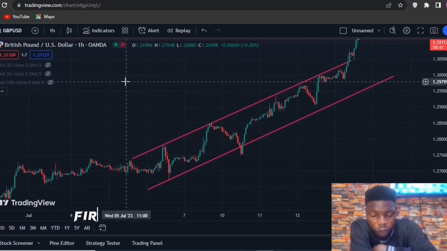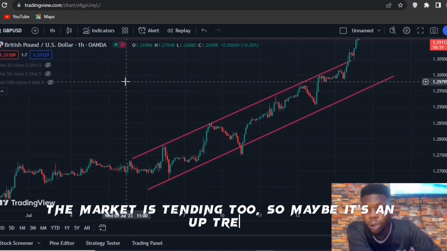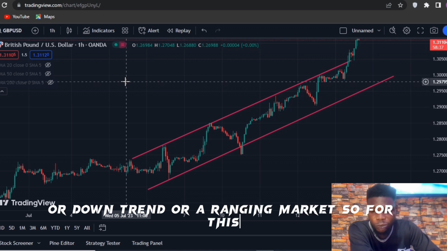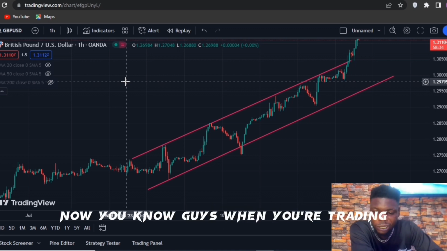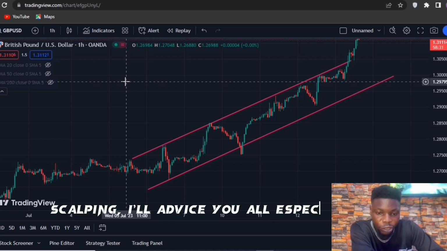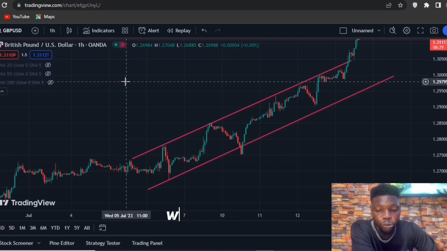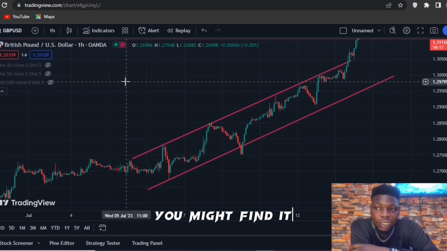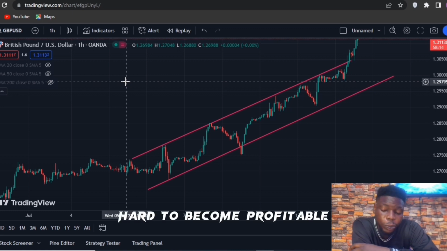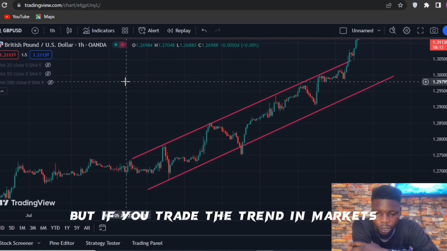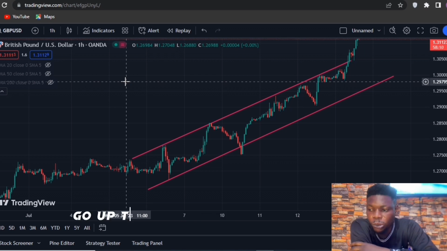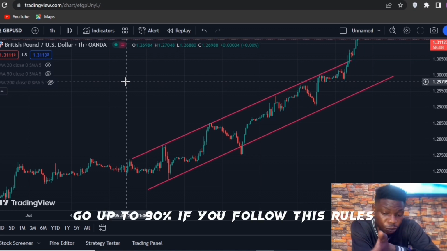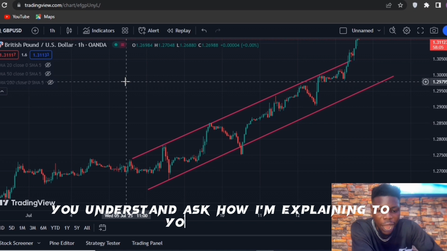You understand, first of all, you need to know where the market is trending to. Maybe it's an uptrend or a downtrend or a range market. When you are trading scalping, I advise you, especially for this strategy, we only trade the trend. We don't trade ranging markets. You can trade the ranging market, but you might find it hard to become profitable. But if you trade the trending market, your win rate goes up to 90% if you follow these rules, as I'm explaining to you guys.